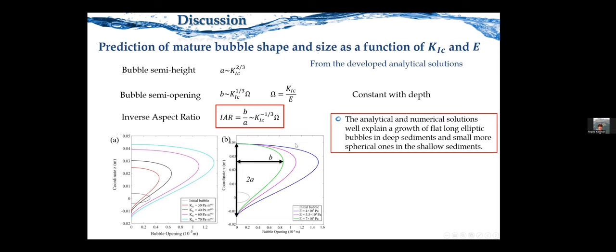So physically, what all these things mean, especially this last point, is that the analytical and numerical solutions explain the growth of flat, long, elliptic bubbles in deep sediments and small, more spherical bubbles in shallow sediments. And because of the large surface area, long flat bubbles in the deeper sediments have a bigger sensitivity to the solute supply. So this is one point of the discussion.